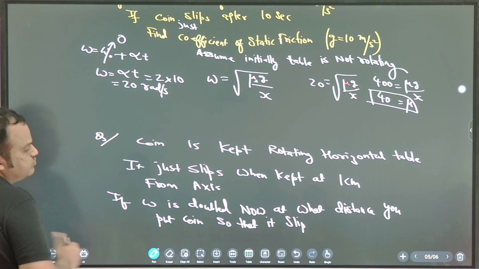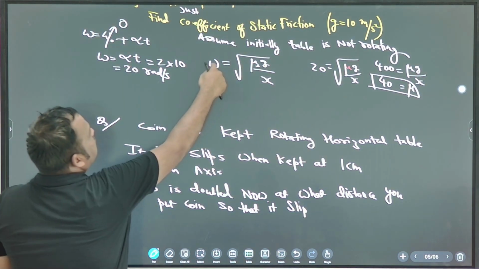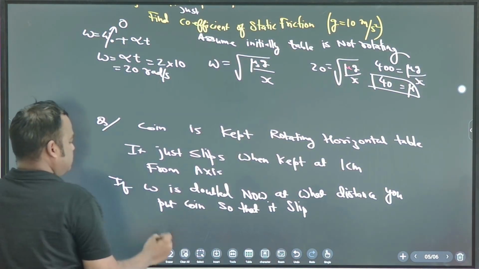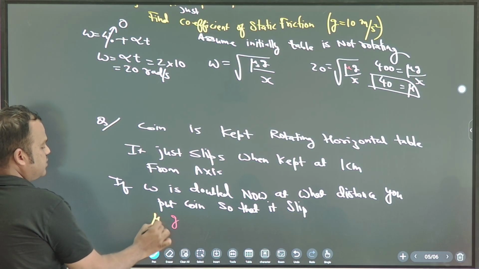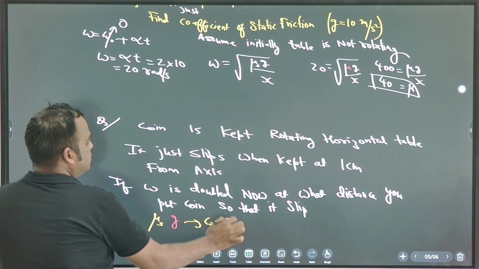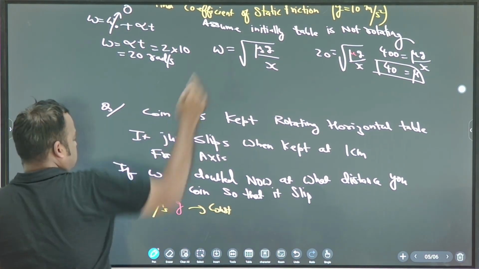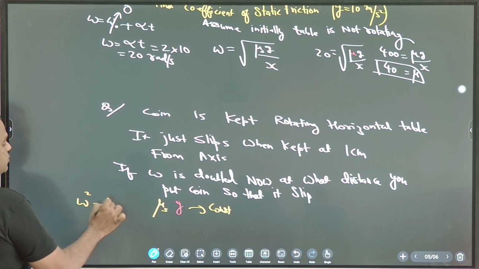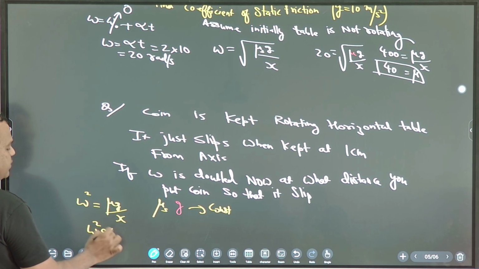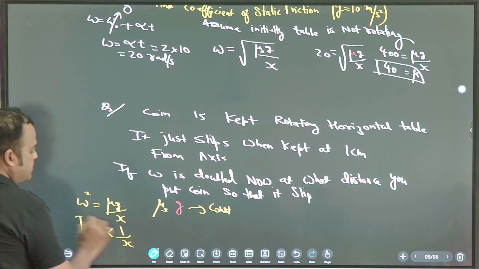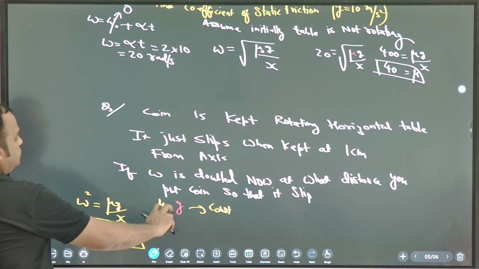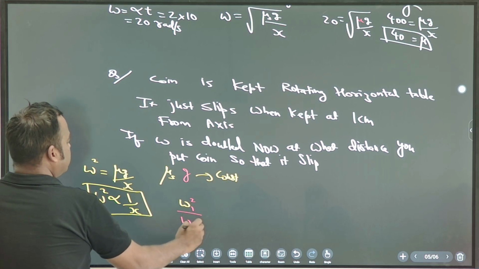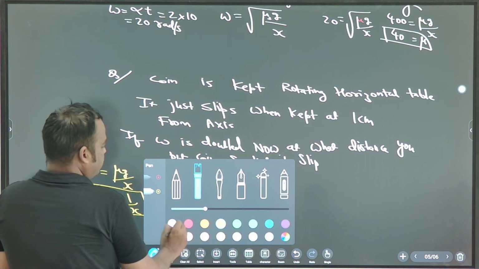Now, what is the relation between omega and x? Use this. Mu is constant, g is constant, correct? So mu g is constant. So what is the formula? Correct. So square on both sides: omega square is equal to mu g by x. So omega square is inversely proportional to x. Understood? Use this formula. So omega 1 square by omega 2 square is equal to, tell me what is the formula?